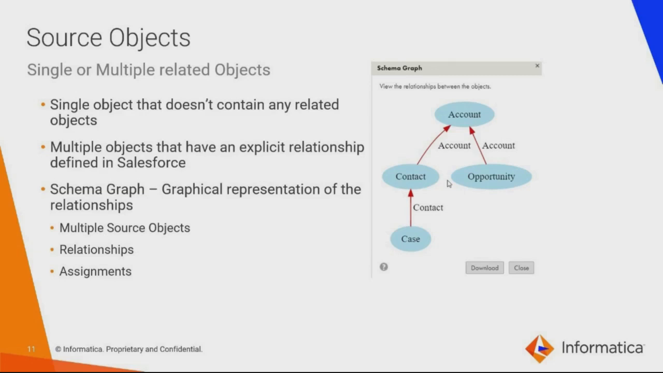And coming to schema graph, this is basically your graphical representation of relationships between multiple source objects in a mapping task. Basically a visual representation of multiple source objects, the relationships among them, and the assignments between one another. The file itself can be downloaded with a dot extension, and this can be opened or visualized using GraphViz, Canvas, Grappa, and Beluging.